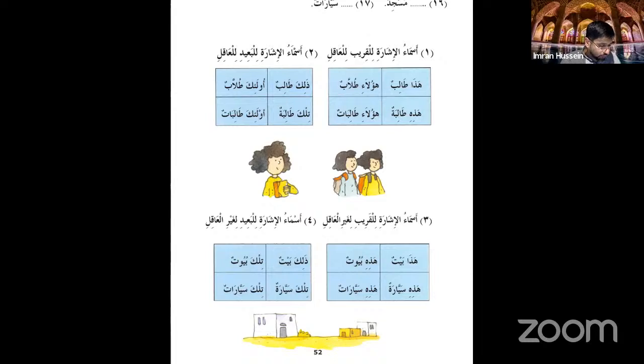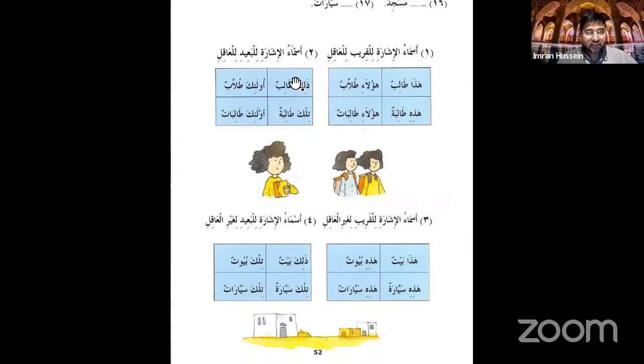You also see that there are two different types of plurals occurring. Tullabun is a broken plural, and talibatun is a sound feminine plural. So both of these plurals are being used here. One is being constructed for aqil, a boy, and one is being constructed for a female.